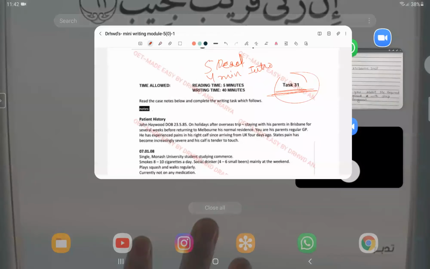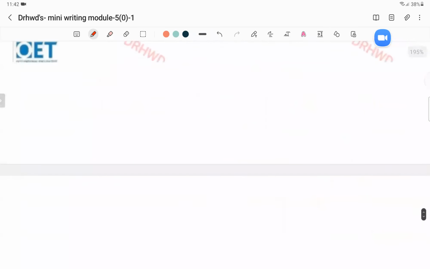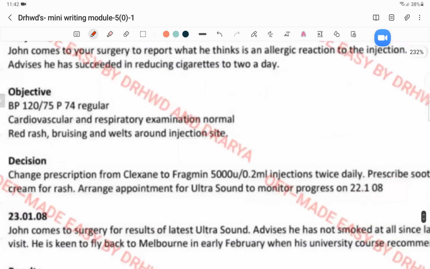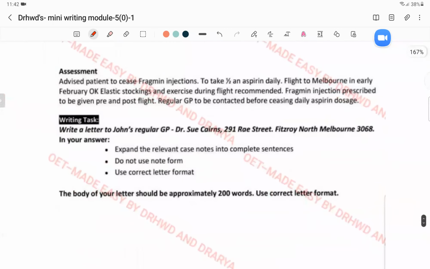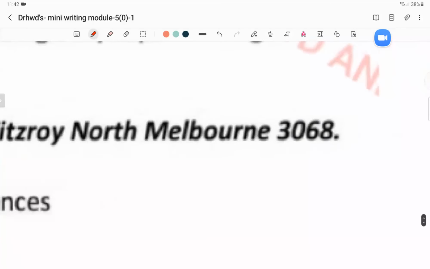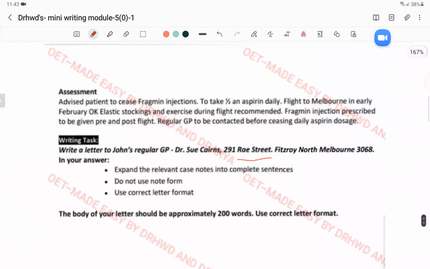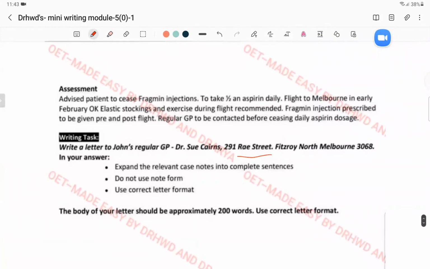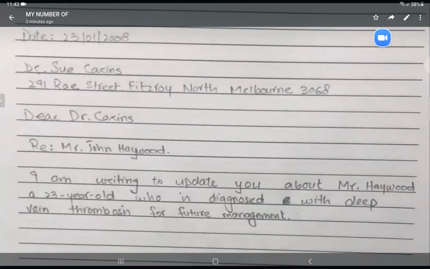First, let's talk about that. Let's see if that's really true. Now, see? Dr. Sue Karens, 29 Rice Street, full stop, Fitzroy, North Melbourne, 3068. Still, it's like a street thingy, so you have to write 29 Rice Street separately. Fitzroy North Melbourne, you can write separately, okay? Because there is definitely a dot. Okay, all right, that's good.